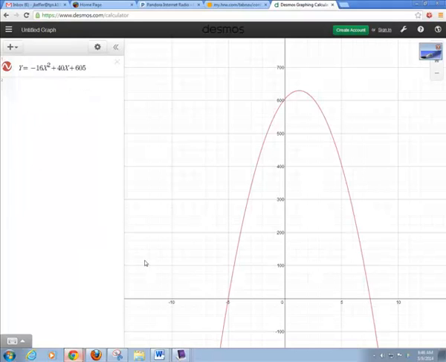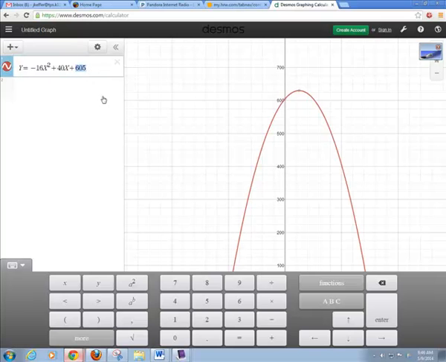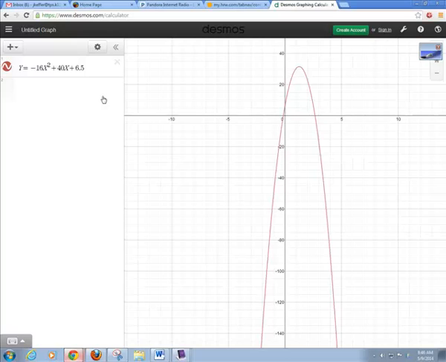Okay, so here we are at Desmos, and I have put in the equation y equals negative 16x squared plus 40x plus, oh, I don't know why I put in 605, so let me pause. Much better. How about 6.5? So here is what I have, and I set up my table.